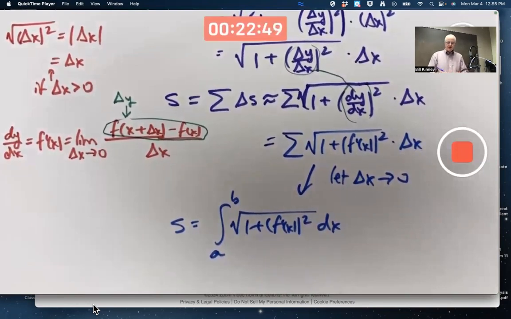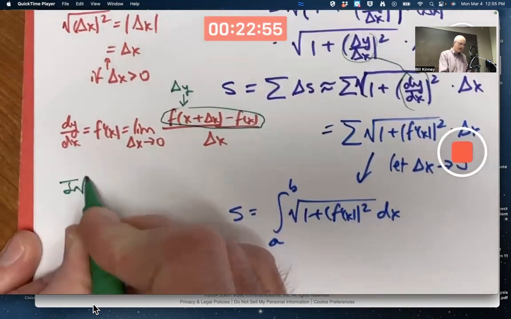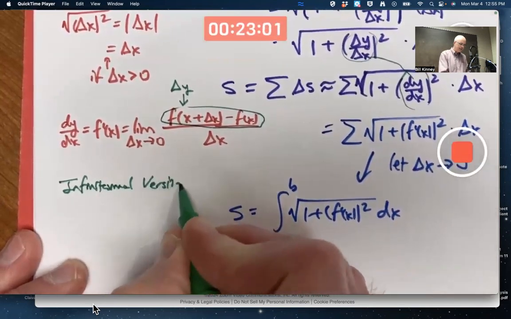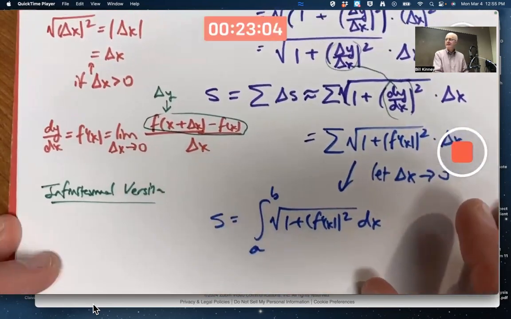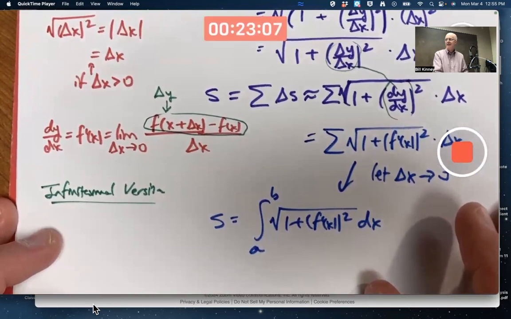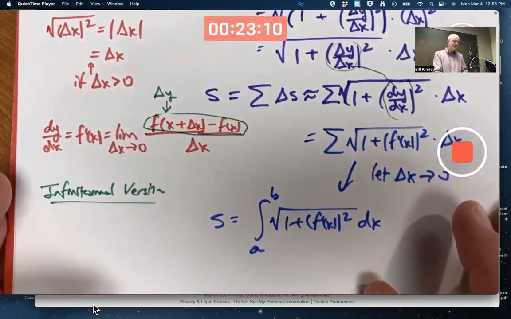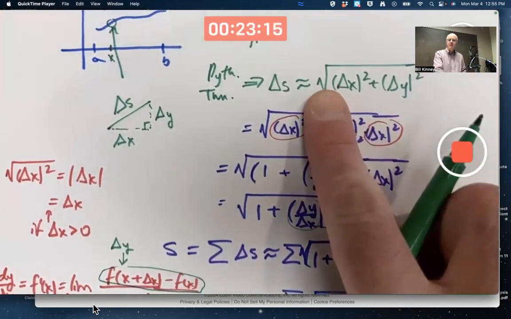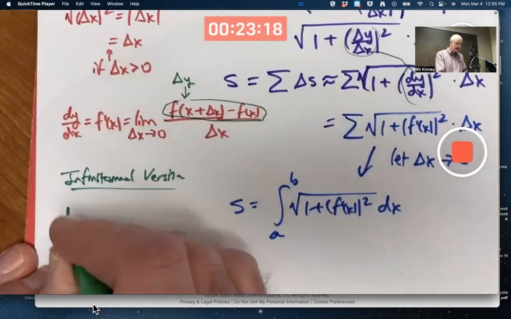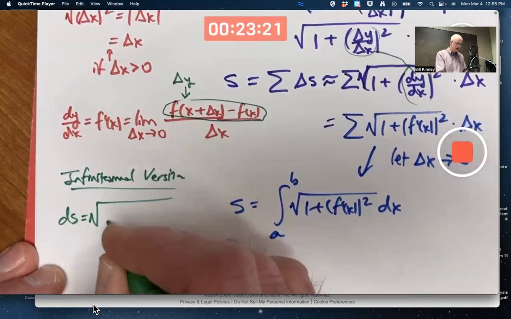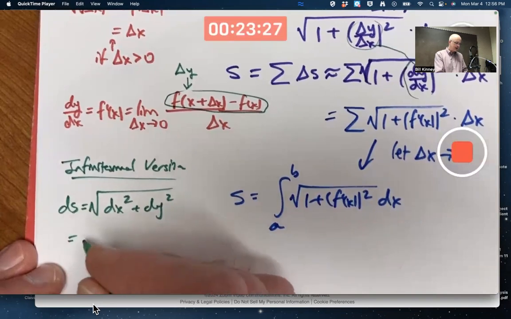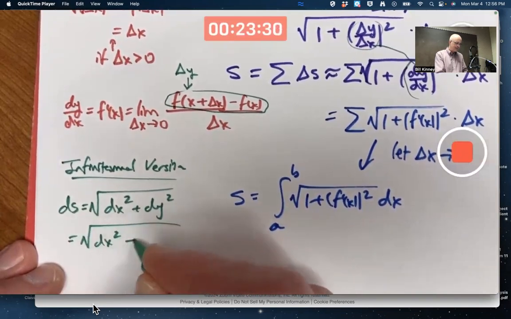Is there an infinitesimal version of this? Yes, there is. The infinitesimal version is effectively the same thing, except all the deltas become d's and all the approximately equals become exactly equals. Starting up here, replace those deltas with d's, replace that approximately equal to with an exactly equal to. You could say ds is the square root of dx squared plus dy squared. Same kind of trickery as before allows you to write that like this.